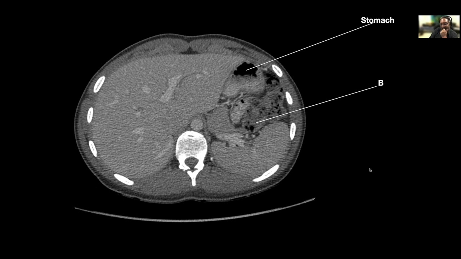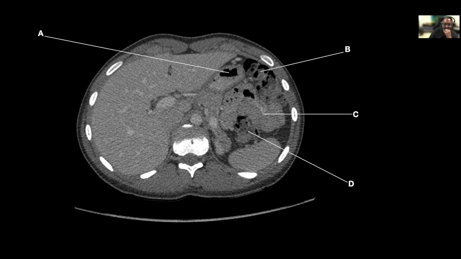No, these are not the jejunal loops. Very close to the spleen. You're not wrong. This is the transverse colon. I can consider that correct, but where does the transverse colon end? At the splenic flexure, yes. That is the splenic flexure. Very good. Okay, so next one. Correct. B is transverse colon.